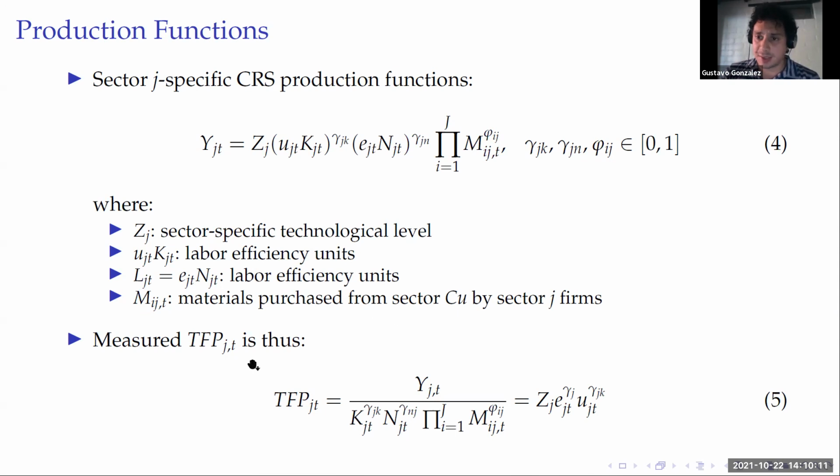So measured TFPJ in this setup will be equal to these productivities, this true technological component CJ, and the product of effort per hour to the power of gamma J, which is the importance of labor in this industry, and mu and UJT, which is factor capital utilization, to the power of the importance of capital in this particular production function.